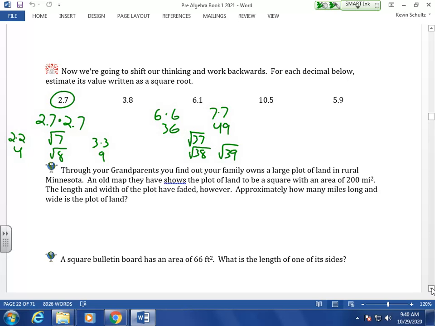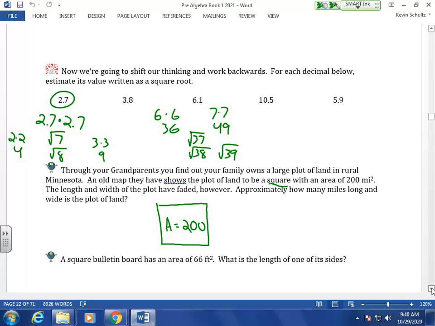So in this section here, you're kind of working backwards. Then 2 questions at the bottom. Through your grandparents, you find out your family owns a large plot of land in rural Minnesota. An old map they have shows the plot to be a square with an area of 200 square miles. So here's what we have. Kind of similar to how we started the objective today. You have a square with a given area. In this case, it's 200. The length and width of the plot, however, have faded. So you can't see what the length and width of this square plot of land are. Approximately how many miles long and wide is the plot of land?